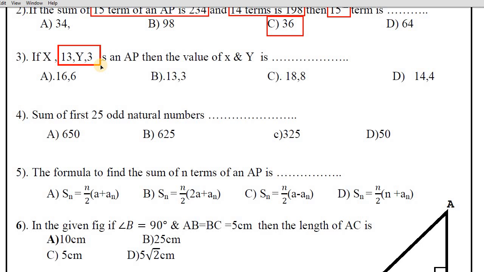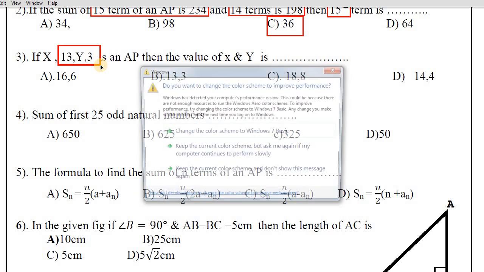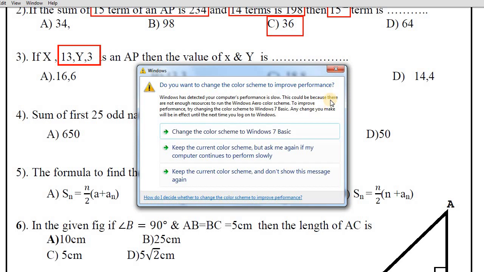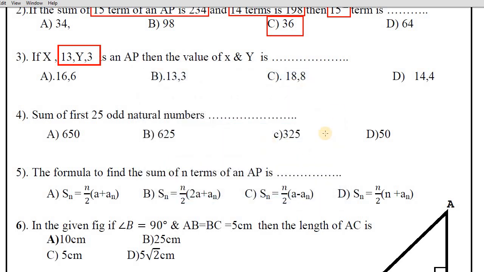So first you will get that y value as 8. So when y value is 8, the x value we can easily get, that is 18. So for this question, the right answer is option C, 18, 8.